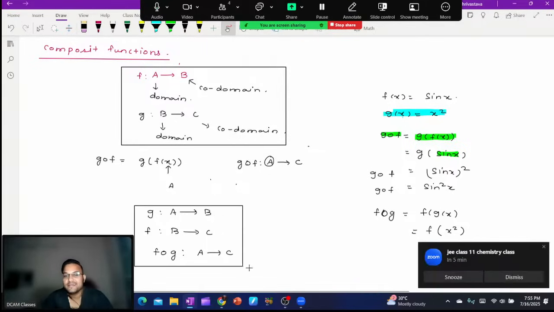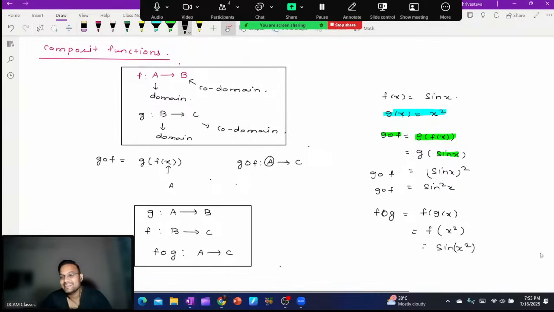This is the easier part, the right part I'm showing now. Whenever they ask you to find G circle F or F circle G, this is the customary thing that they should have given in your question. This is the headache of the question maker. This is very much important. Otherwise, G circle F or F circle G in this case will not be defined.